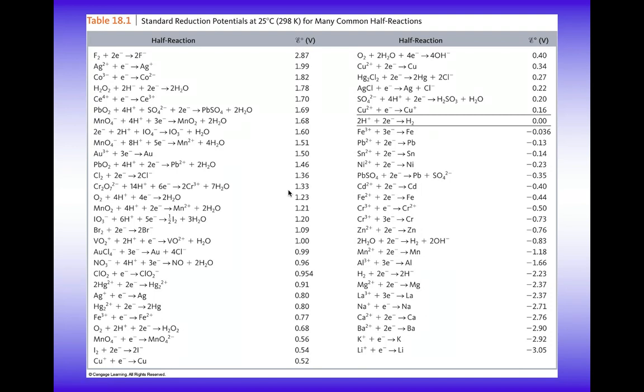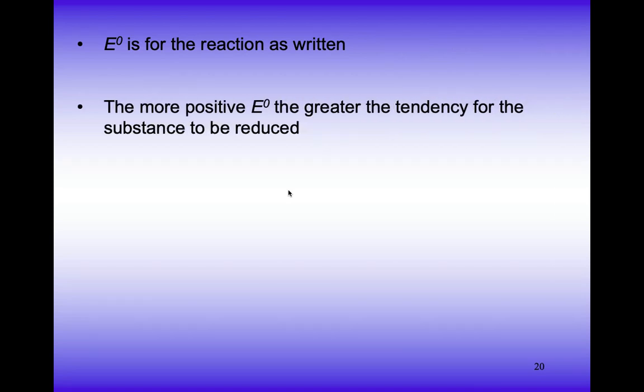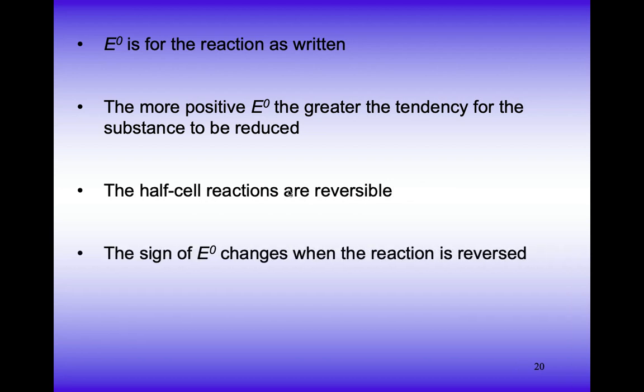Sometimes you see this as one big sheet. This just happens to be 2 columns. Okay, so the cell potential is for the reaction as you see written there. The more positive the standard cell potential, the more tendency it is to be reduced. Okay, so it's a strong oxidizing agent if you see a positive value. They are reversible, and the sign of the cell potential changes when the reaction's reversed. And when you put a full cell together, you're always going to be reversing one, because with a reduction, you have to have an oxidation.